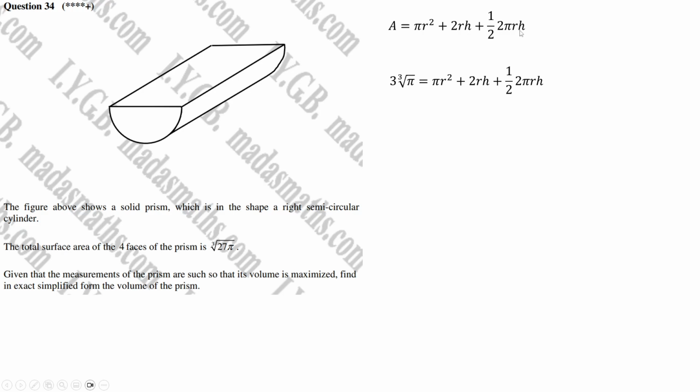Why have I not collected? Oh no, because there's a pi there. Okay. That equals this. What am I going to do? I'm going to take away pi r squared from both sides, and then factor out an h, and then divide from both sides to get it all in terms of h.